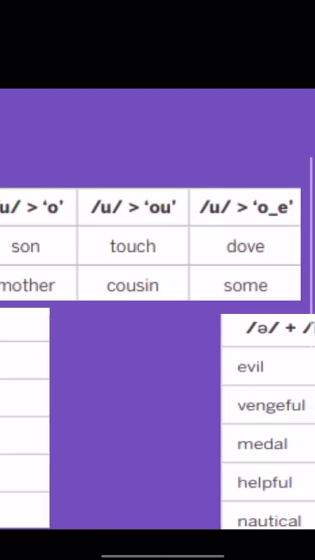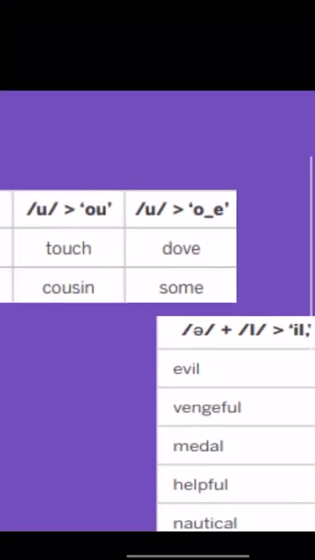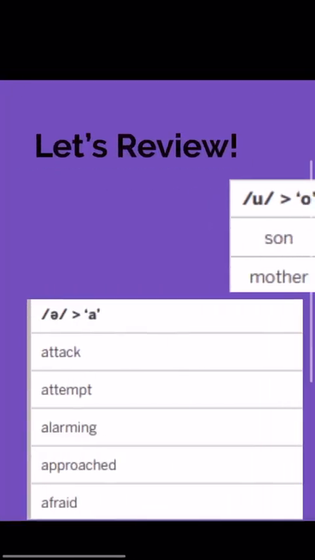Let's go to the last column. We have that sound spelled with O and E. The two words they gave us, dove and some. You're going to want to be careful with that one. That can be really tricky. Okay, let's go on to the next chart.